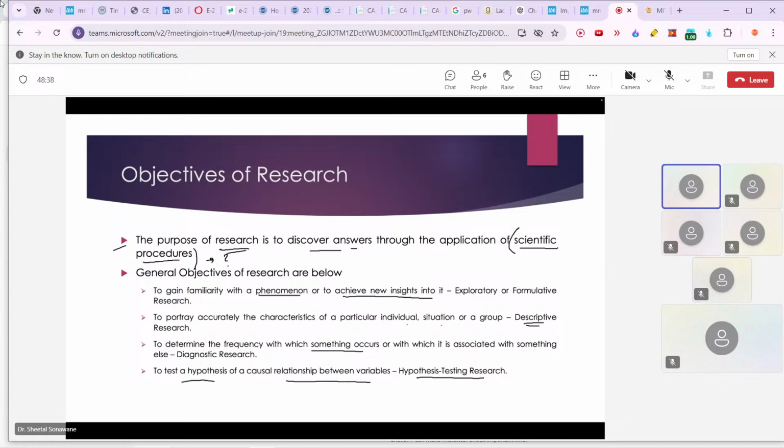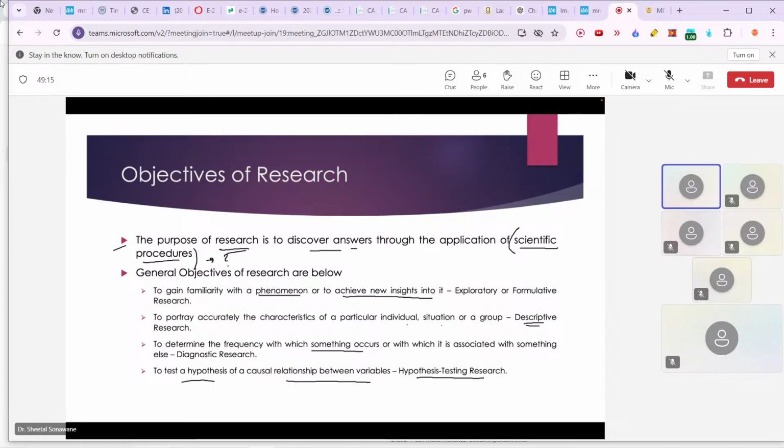Then the next one is to portray accurately the characteristics of a particular individual or situation, which is descriptive research. You have to properly describe what the system is, what the major methodologies used in the system are, what the challenges of the system are, what the commonly used data sets are, what the metrics are, and what the methodology is. If you are able to do this, it is called descriptive research. You're describing your system.